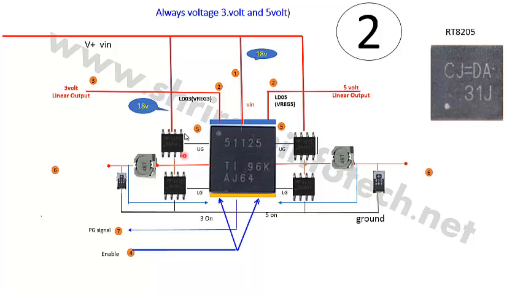Now these 2 MOSFETs start triggering, and here is a coil. This is the concept of a buck converter. If you don't know how a buck converter works, then you can watch our other video about buck converters. Okay, so as soon as these chips get the enable signal, they start triggering. UG means the upper gate, LG means the lower gate. They start triggering, and then the 3 volt and the 5 volt will be generated. Here 3 volt always, and here the 5 volt will always be generated.